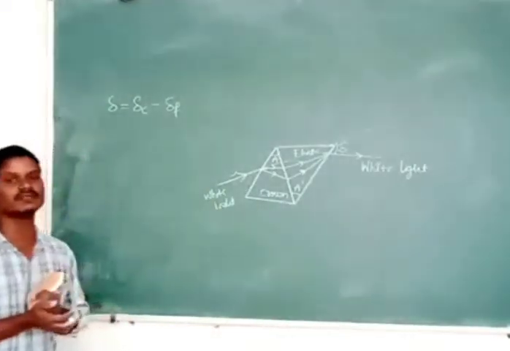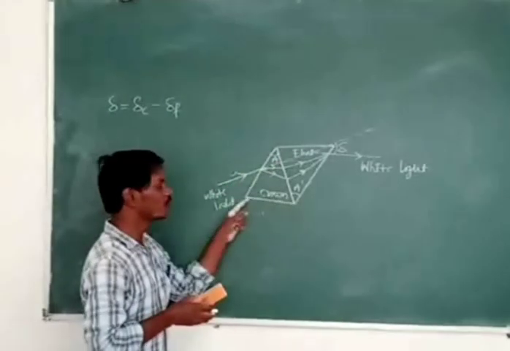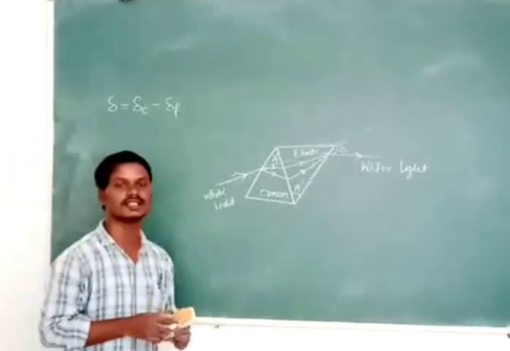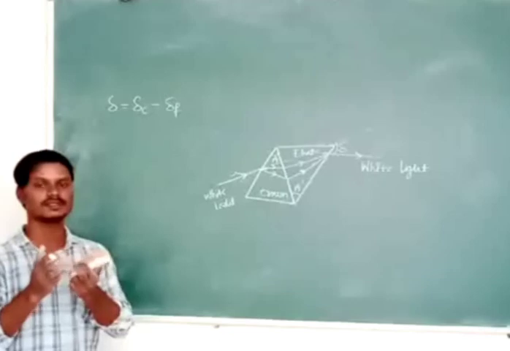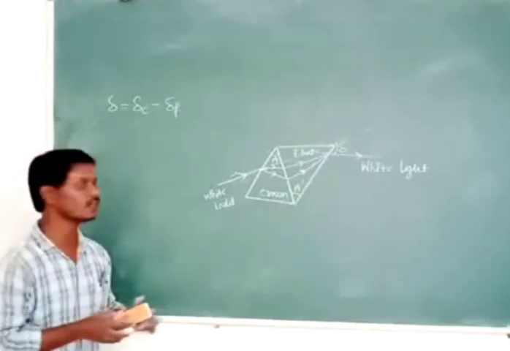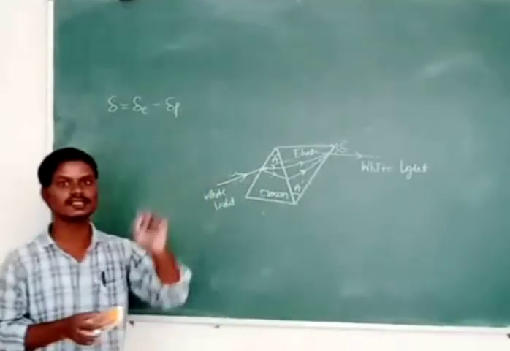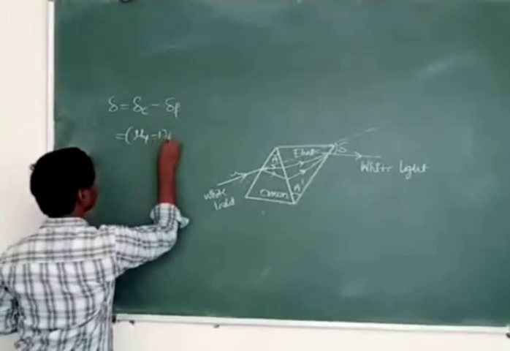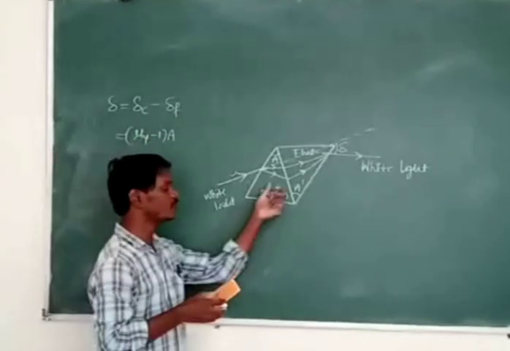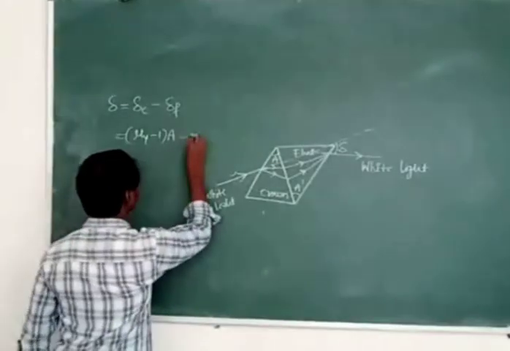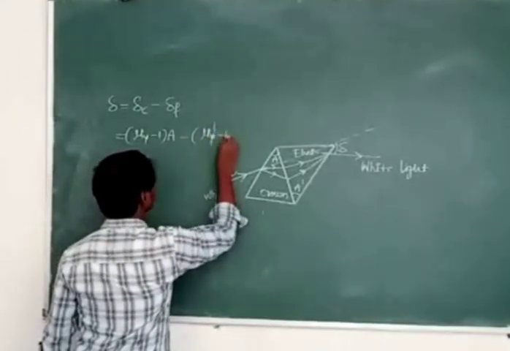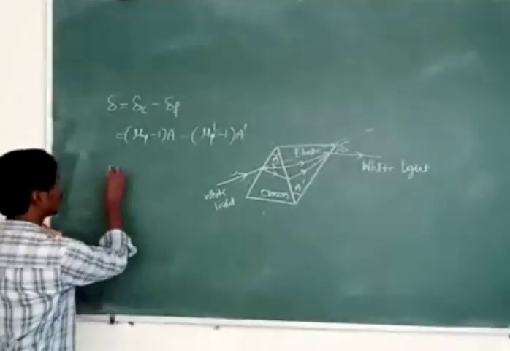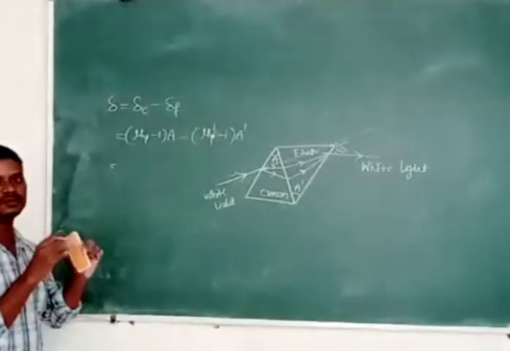What is the expression for the deviation produced by the prism of crown glass? That is (mu_Y − 1) into A. Why are we going to take mu_Y − 1 here? We are going to take the mean angle of deviation. The mean angle of deviation for the violet and red is yellow. Okay, we can write (mu_Y − 1) into A, where A is the angle of the prism of crown glass, minus (mu_Y' − 1) into A'. So what we have to do now? We are going to multiply and divide by (mu_V − mu_R).